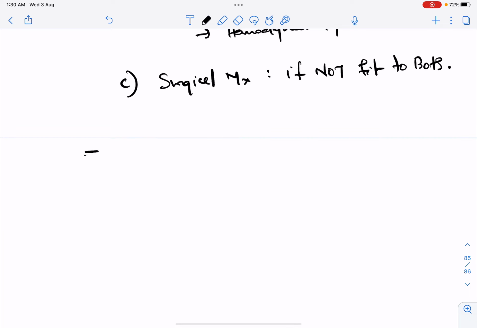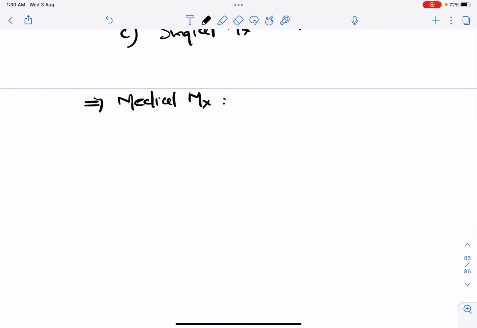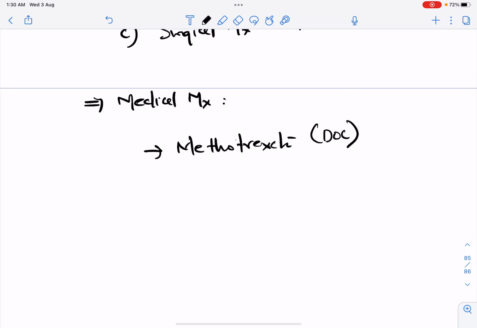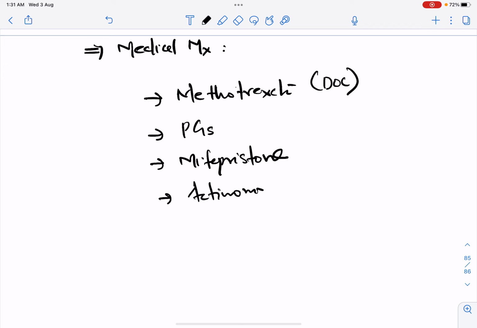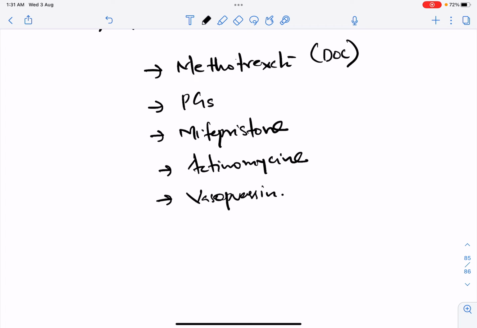So now let's see what the medical management options and surgical management options are. Medical management: the first drug used is methotrexate. It is the drug of choice for an unruptured ectopic pregnancy. Other drugs used are prostaglandins, mifepristone, actinomycin, and vasopressin. These are the options.